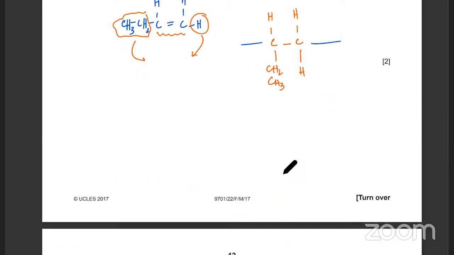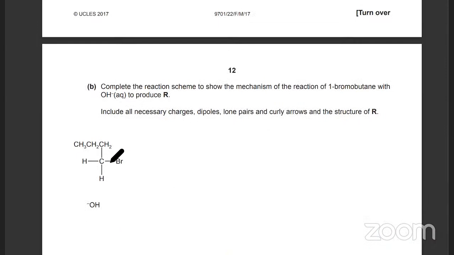Okay, sir. As the next one, is this a primary halogenoalkane, secondary or tertiary? Primary. So what type of mechanism do they undergo? Primary?